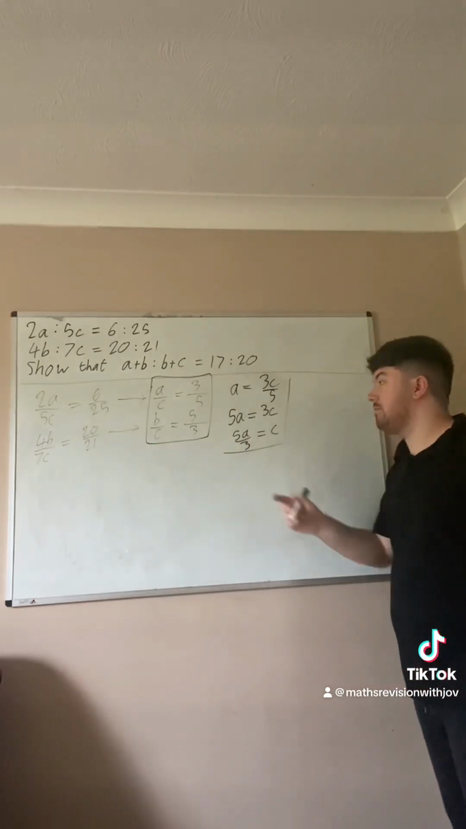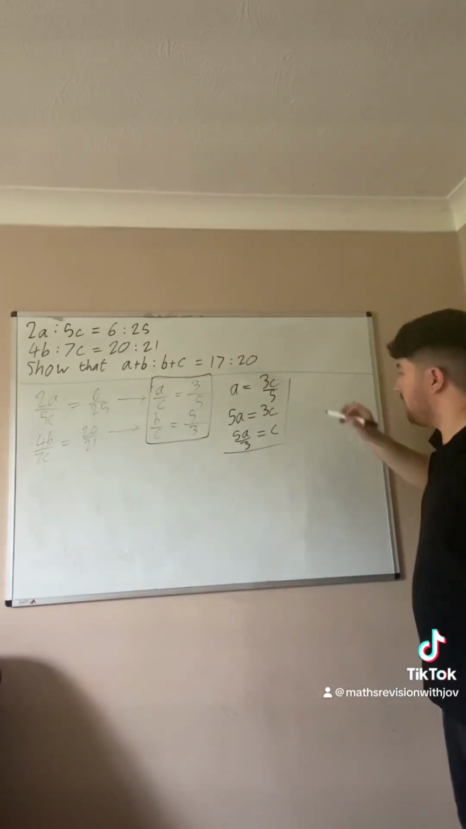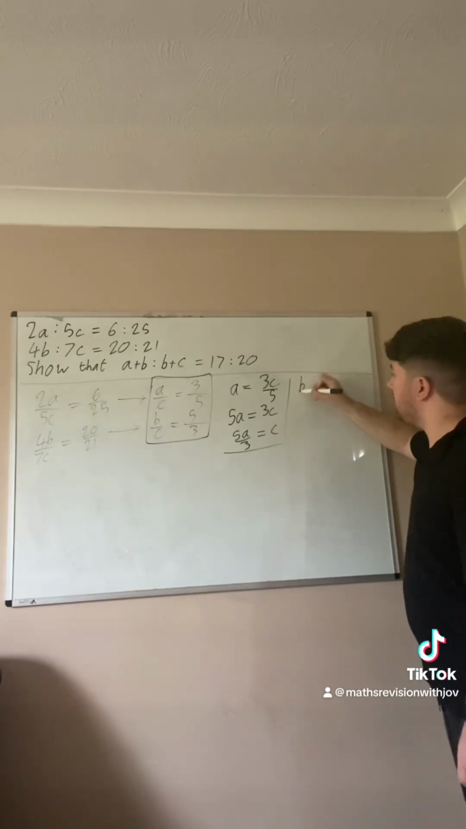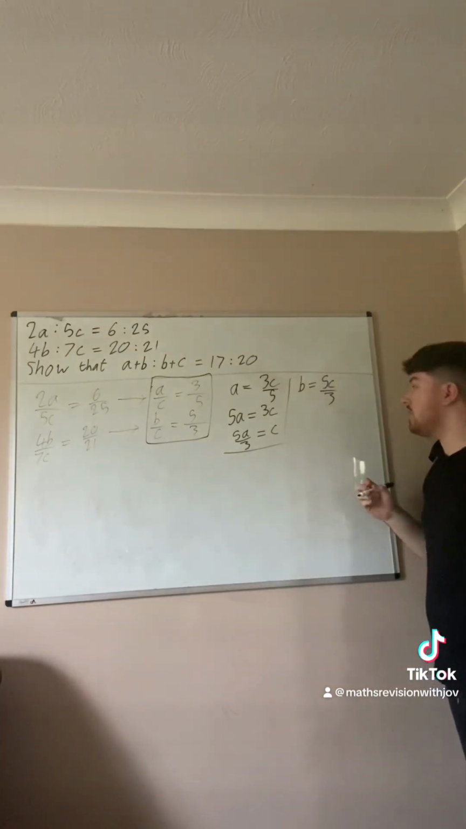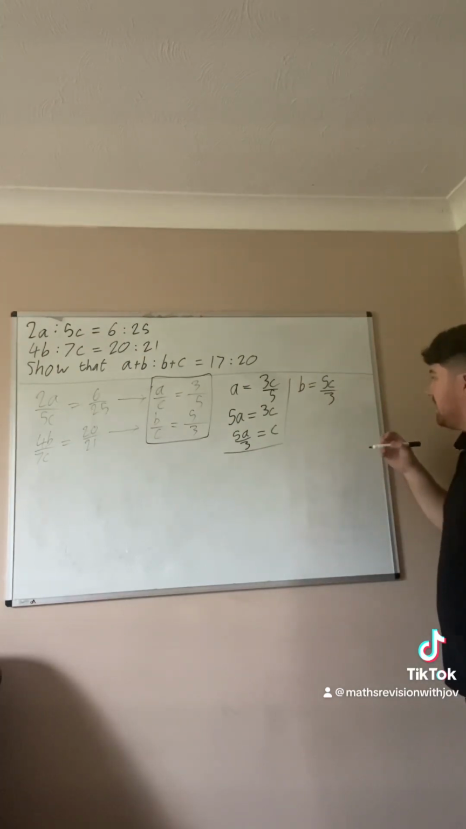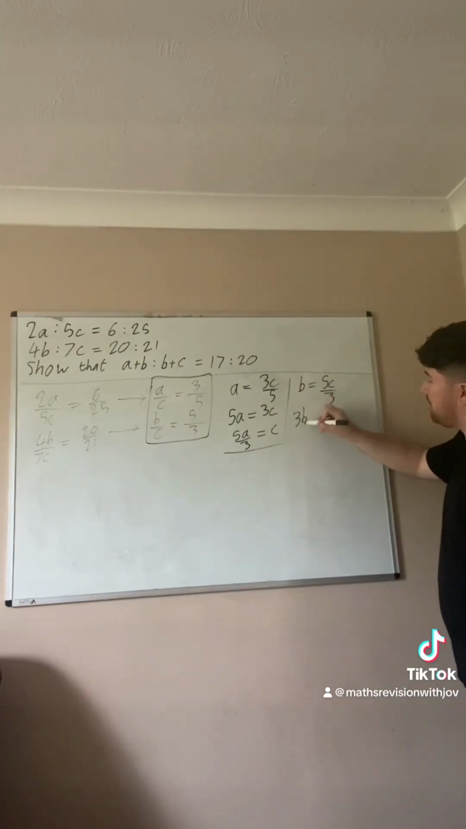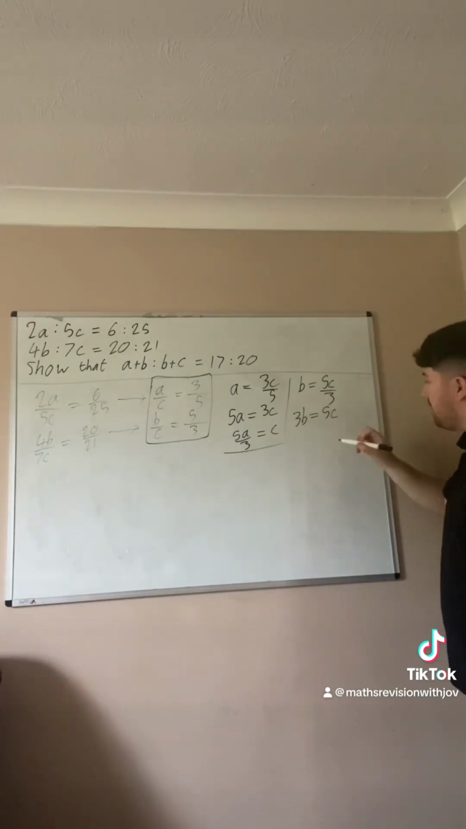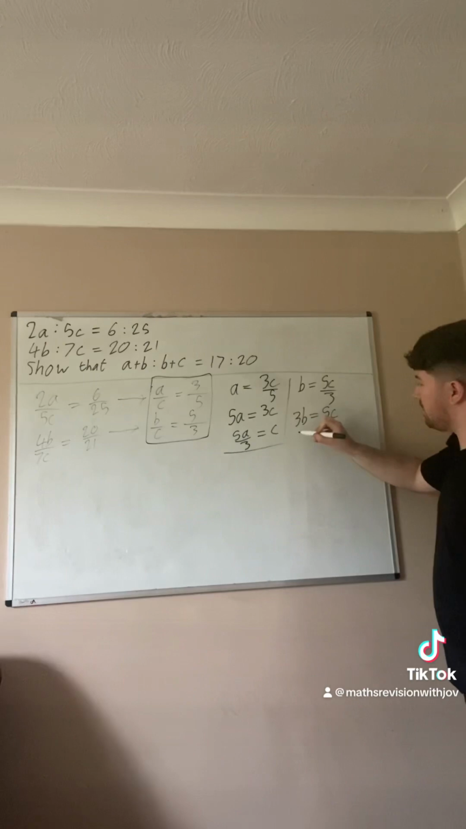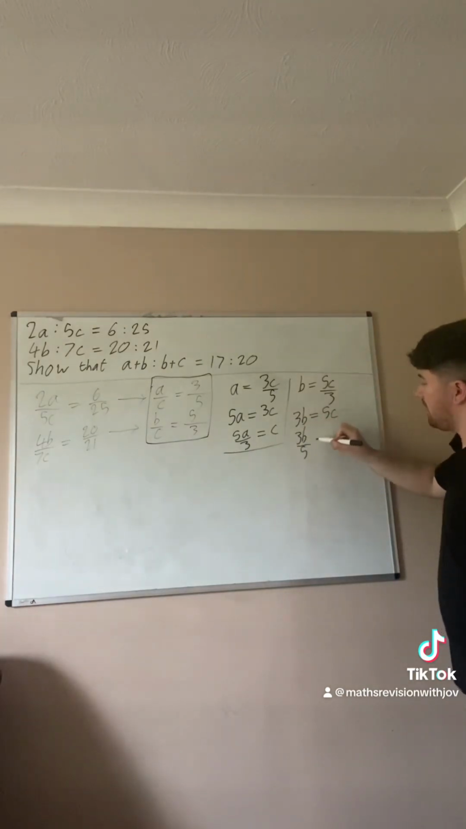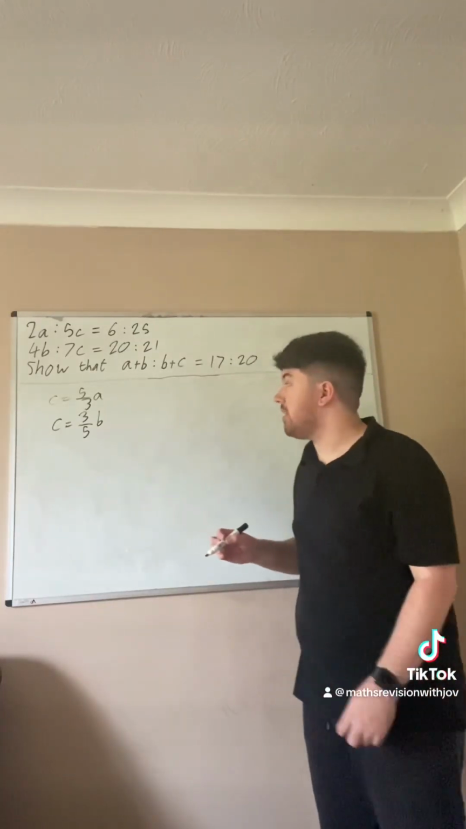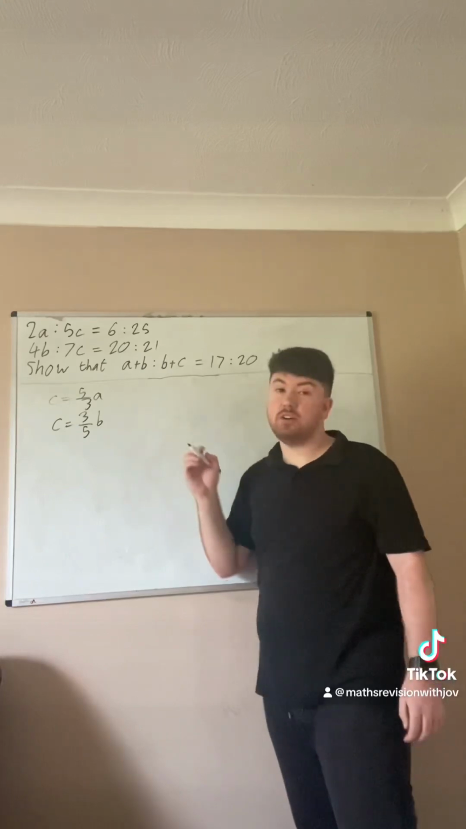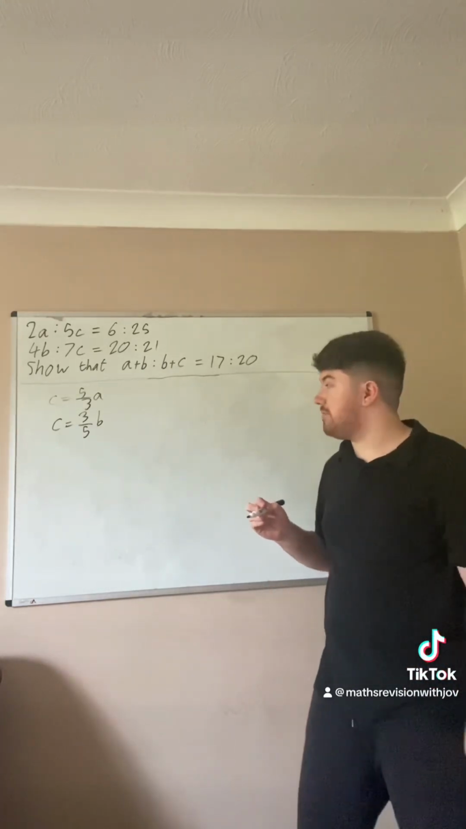Similarly, we can do the same for the second fraction over here. We can say that b over c is equal to 3 over 5, so b is equal to 3c divided by 5. Hopefully you can see that. And then we can multiply by 5, so 5b is equal to 3c, and then 5b divided by 3 is equal to c. So now that we've found c in terms of both a and b, we've got c equals 5/3 lots of a and c also equals 5/3 lots of b.